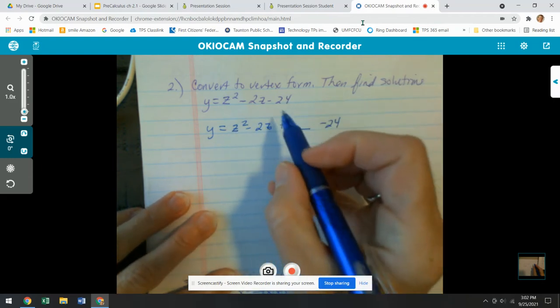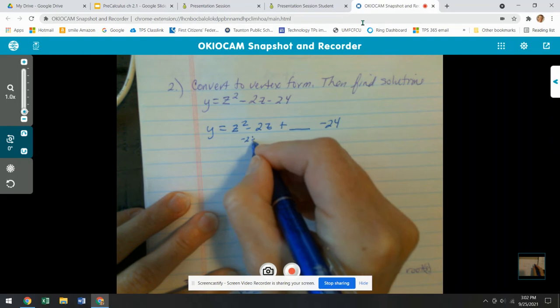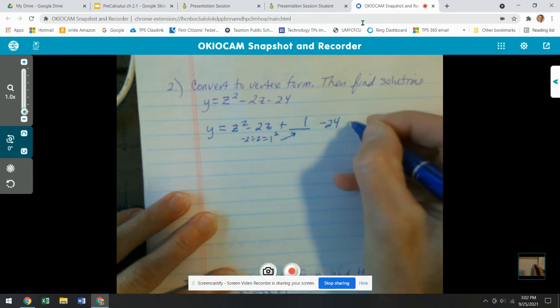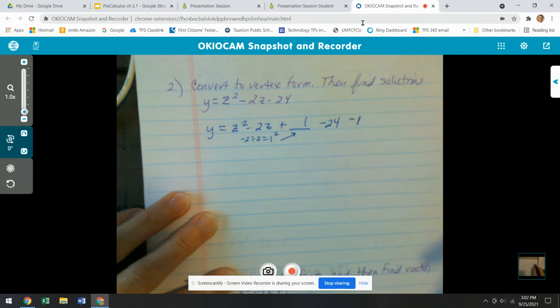What we're going to do now is find that magic number. So we take -2, divide it by 2, that gives us 1, and we have to square that, and that's what we're going to add. And then we're going to subtract it on this side as well. So if we added the one, we subtracted the one, we've kept it legal. Notice they're on the same side of the equation.